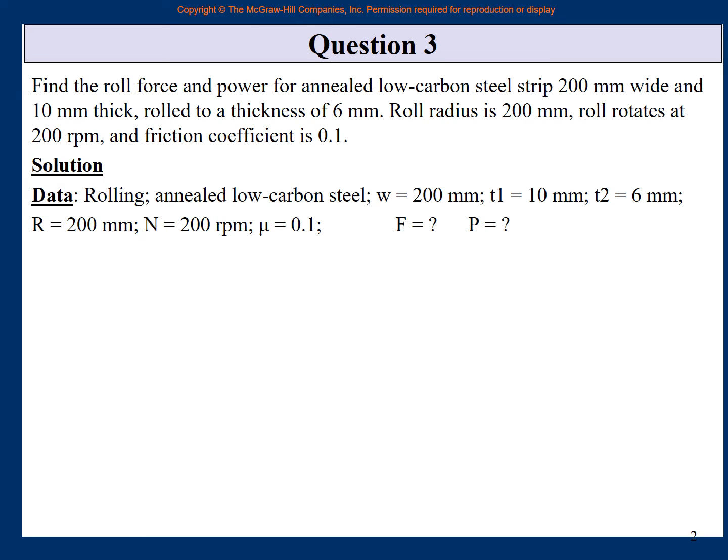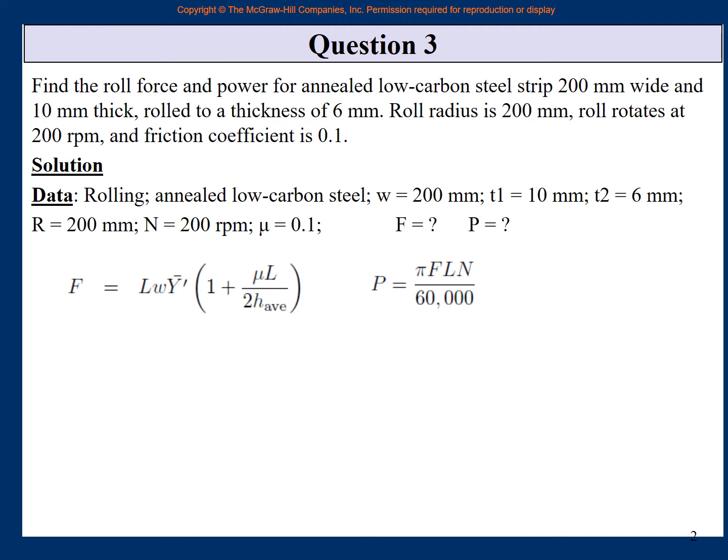And again, as I say, always start at the end. How do you find force? How do you find power? And then see what is known and the unknown. So this is the force equation for rolling. L is the roll contact length. W is the width. Y bar dash is the flow stress average in plane strain. Mu is the coefficient of friction. L is the same. H average is the average height or average thickness during rolling.